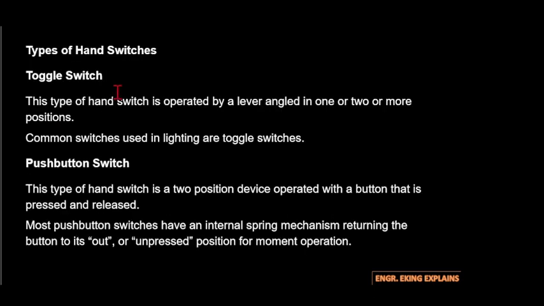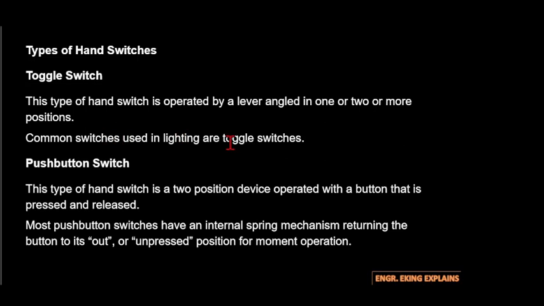Okay, so types of hand switches. First, we have the toggle switch. This type of hand switch is operated by a lever angled in two or more positions. The common switches used for lighting are toggle switches. The best example of a toggle switch is the breaker.